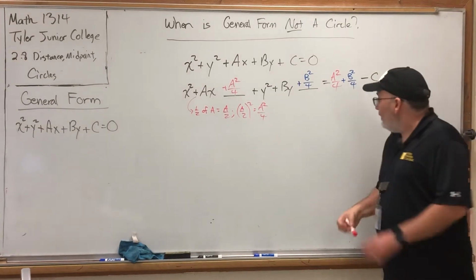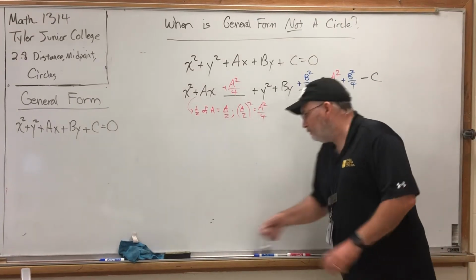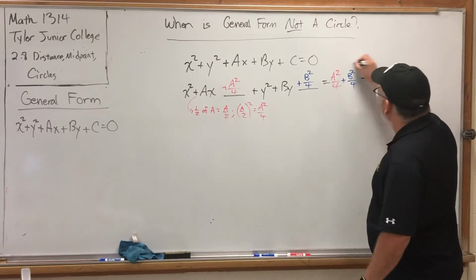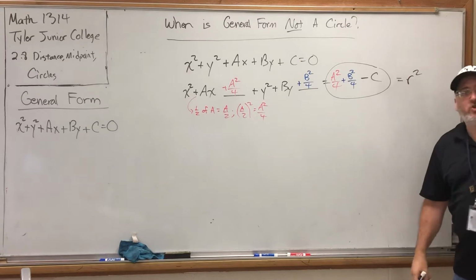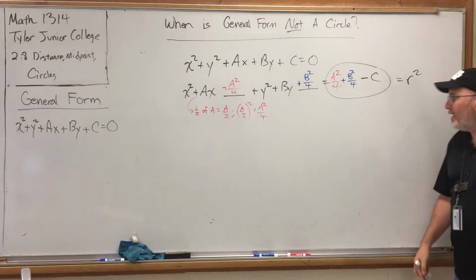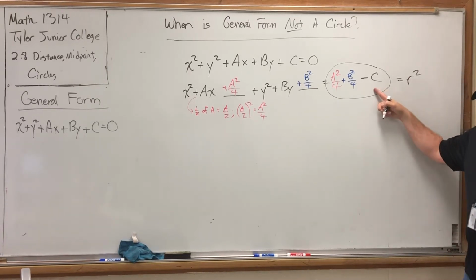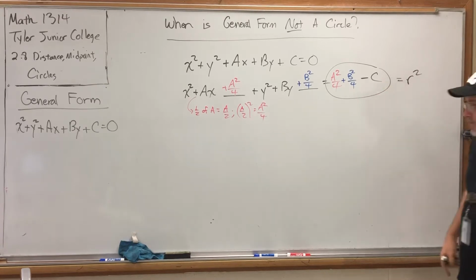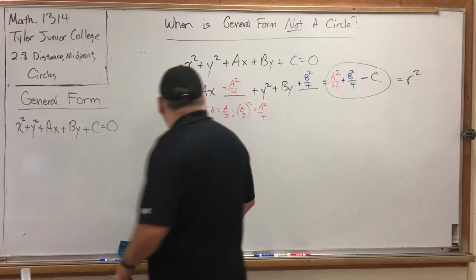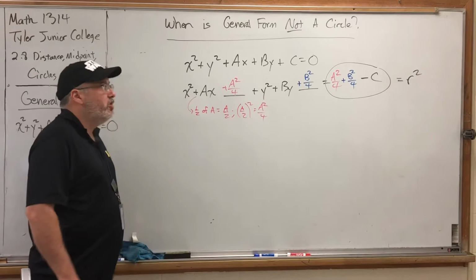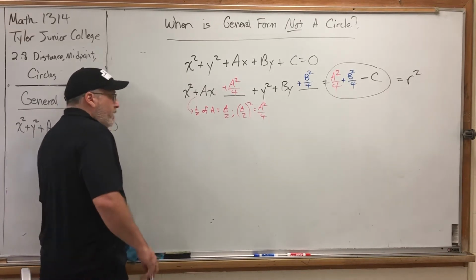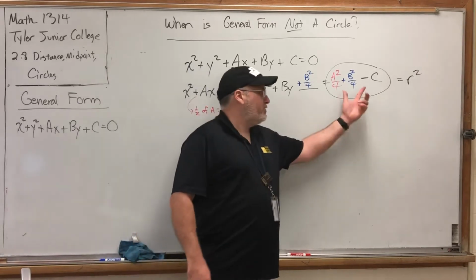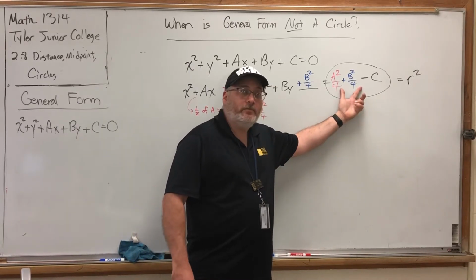Because remember, this mess over here was eventually what the radius squared was equal to. And the problem came from when this was negative. So it's at this point we can analyze under what conditions this will be a circle and when it will not be a circle. In order for this to be a circle, we need this number to be a positive number.